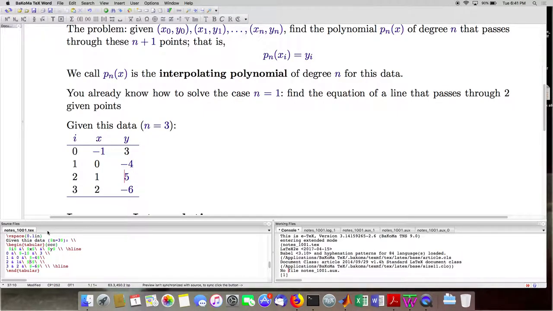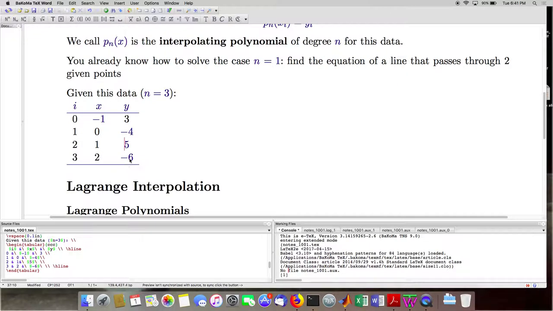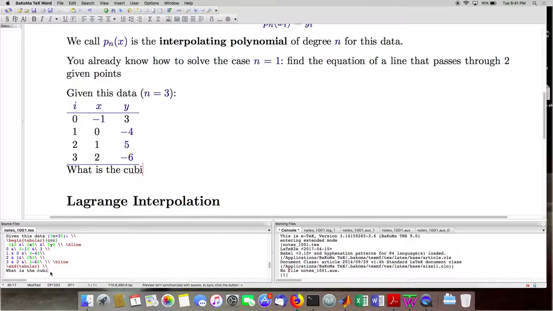All right, so the idea is, since I have 4 points altogether, so n being 3, I want to find the cubic polynomial. So what is the cubic polynomial that passes through these points?